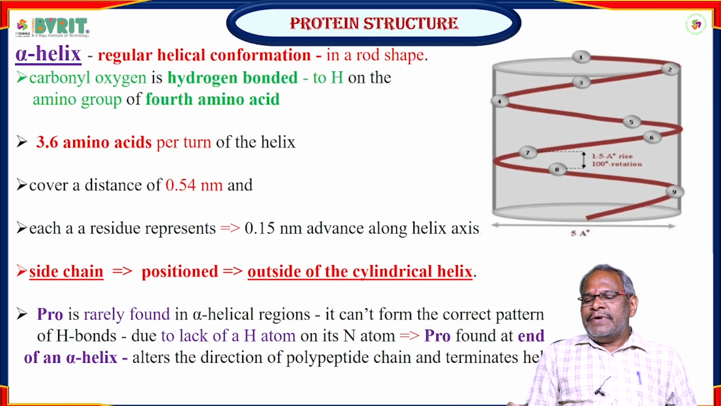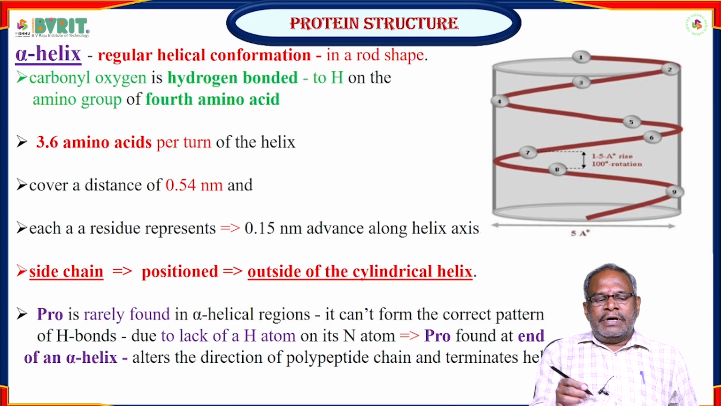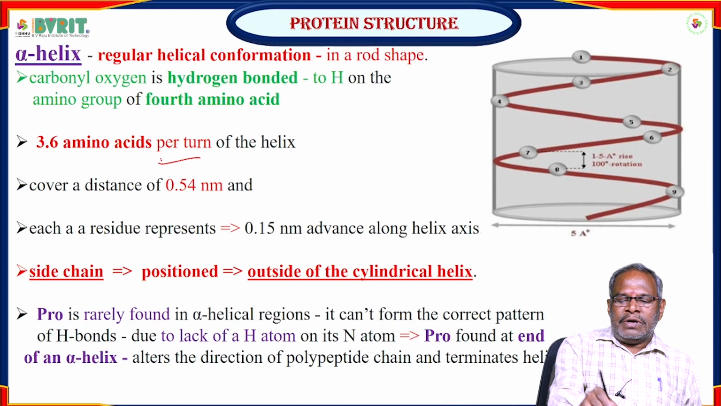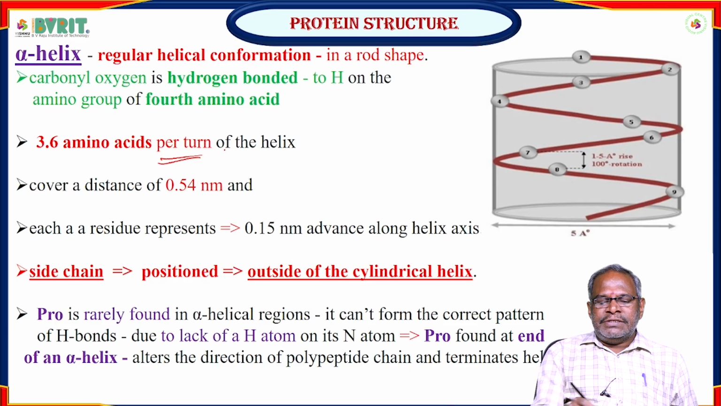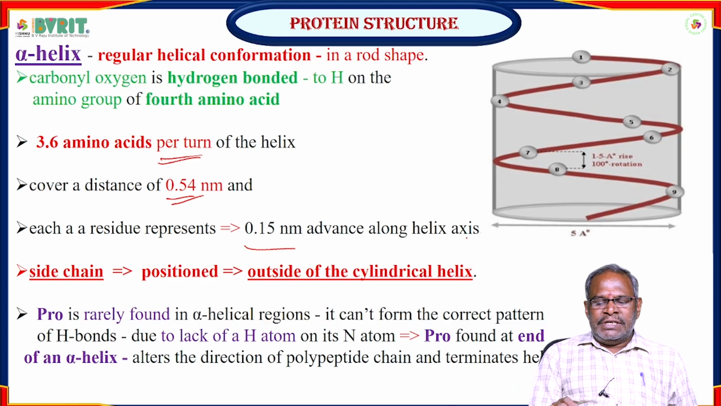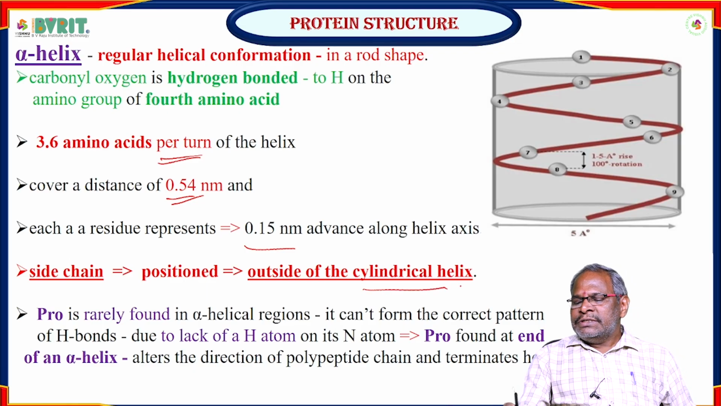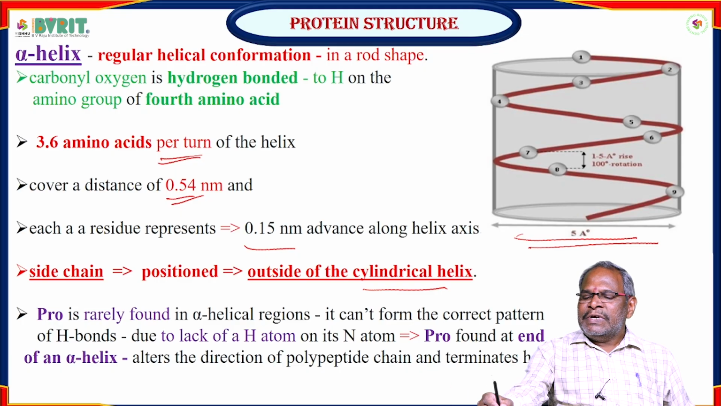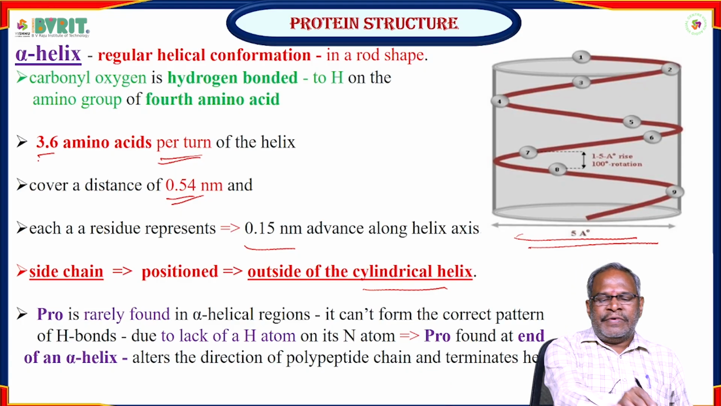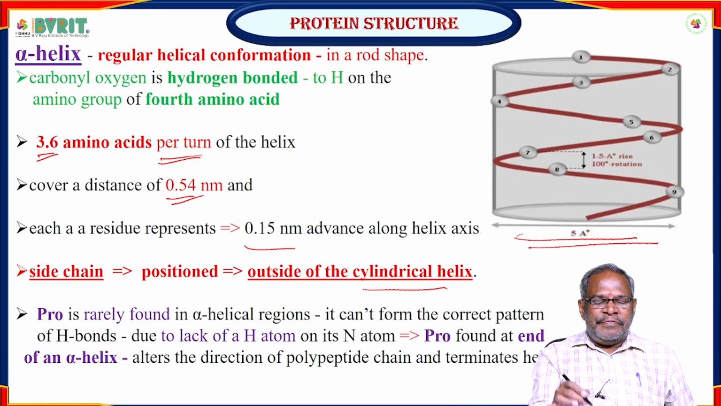This is the alpha helix. The structure of the alpha helix requires 3.6 amino acids per turn of the helix. The distance covered is 0.4 nanometers for each amino acid sequence. Each residue represents 0.15 nanometers of advance along the helix axis. The side chains are positioned outside of the cylindrical shape. From one amino acid to the next, 3.6 amino acids are required for one turn of the helix. That is the alpha helix structure.